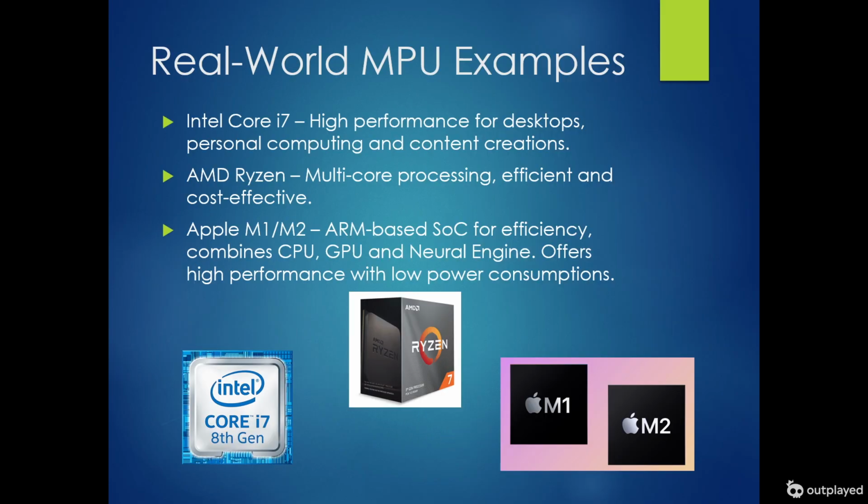So moving on. This slide highlights several modern MPUs. For example, the Intel Core i7 processors offer strong single-core and multi-core performance for desktop computing, while AMD Ryzen processors deliver efficient multitasking performance. Last but not least, Apple's M series, the M1 or the M2, those chips combine CPU, GPU, and neural processing units in a unified architecture. So those are the examples for real-world microprocessors.